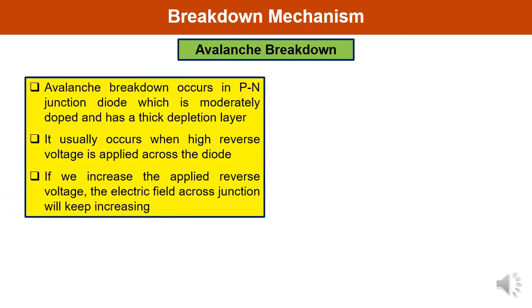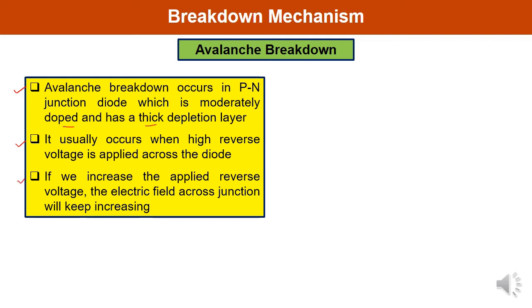See, avalanche breakdown occurs in a PN junction diode which is moderately doped. Moderately doped means here the depletion region or depletion layer is thick. An avalanche breakdown usually occurs when high reverse voltage is applied across the diode. If we increase the applied reverse voltage, the electric field across the junction will keep increasing.